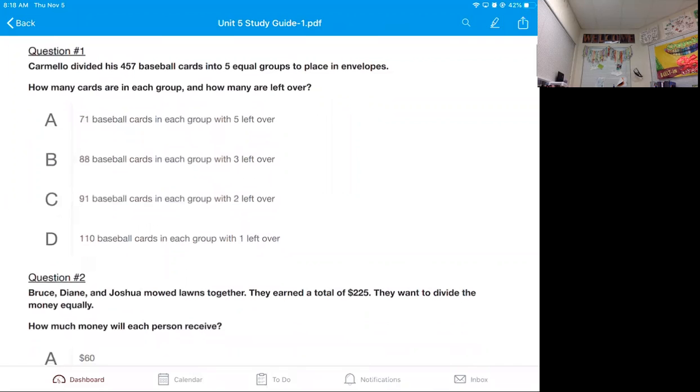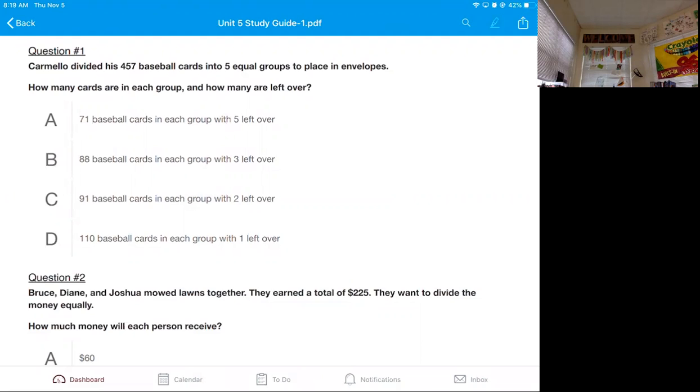All right, number one. Carmelo divided his 457 baseball cards into 5 equal groups to place in envelopes. Your clue that you're using division is the word equal. It asks how many cards are in each group and how many are left over. So we're going to take the big number, 457, and divide it by 5.